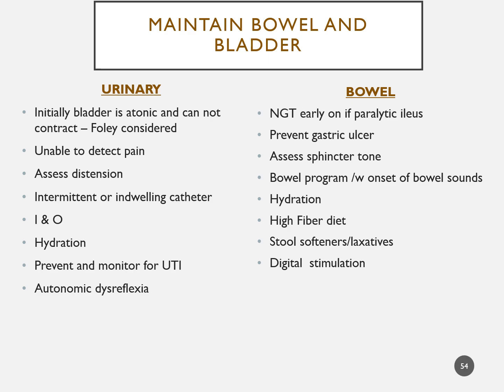The bowel complications that our patient is going to have, especially in the beginning. They may have paralytic ileus, so they'll need a nasogastric tube. We want to prevent our gastric ulcers, so all of our patients will be on stress ulcer prophylaxis. We want to watch for any sphincter tone, assess for that, see if they have it, and then start a bowel program for our patient.